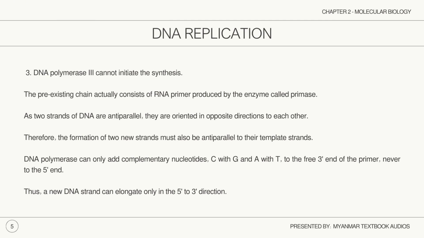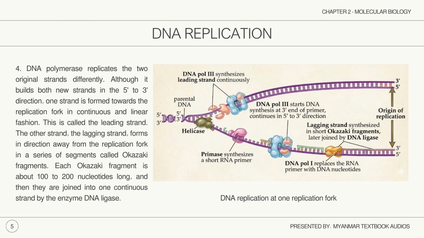As the two strands of DNA are anti-parallel, they are oriented in opposite directions to each other. Therefore, the formation of two new strands must also be anti-parallel to their template strands. DNA polymerase can only add complementary nucleotides, C with G and A with T, to the free 3' end of the primer, never to the 5' end. Thus, a new DNA strand can elongate only in the 5' to 3' direction.